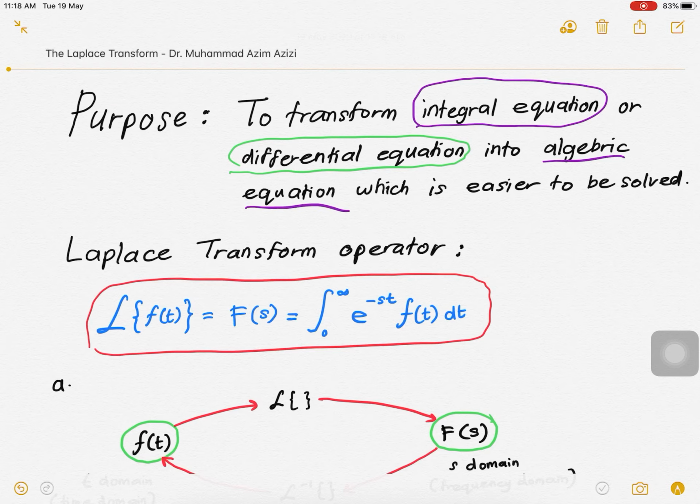Why we want to transform both integral and differential equations into an algebraic equation is because it is easier to be solved. Okay, so that means integral and differential equations are difficult to be solved. So when we transform them by using the Laplace transform into an algebraic equation, it is easier to be solved. Okay.